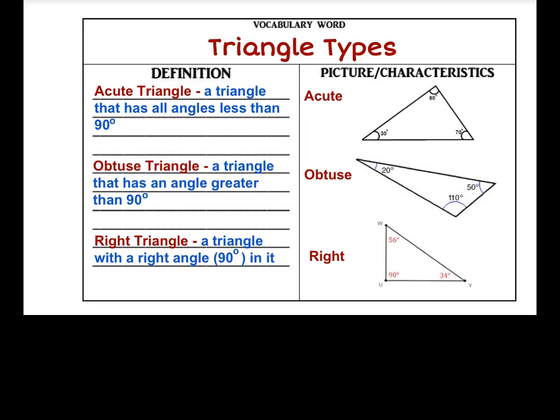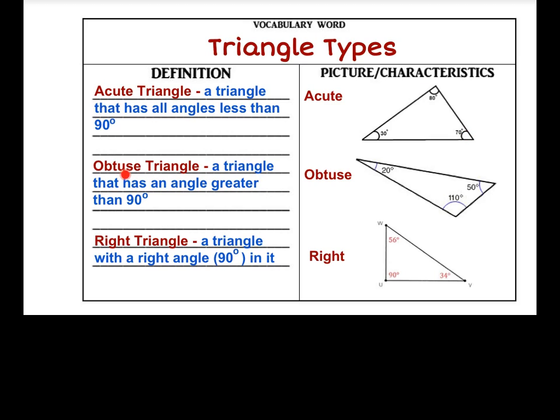So your three triangle types that we're going to talk about today are acute triangle, obtuse triangle, and right triangle. Acute triangle means that a triangle has all angles that are less than 90. So if you look over here on this side, we have this triangle with 30 degrees, 80 degrees, and 70 degrees. So notice that they are all less than 90 degrees.